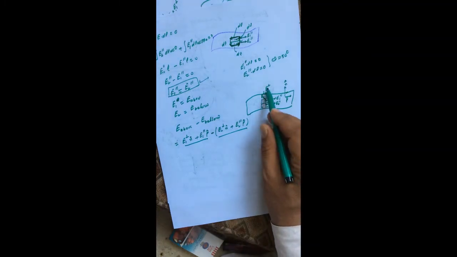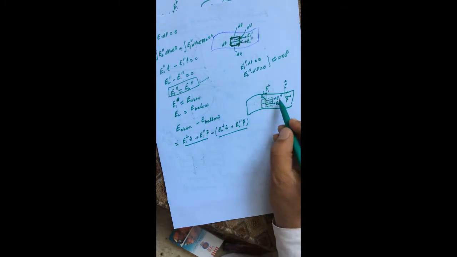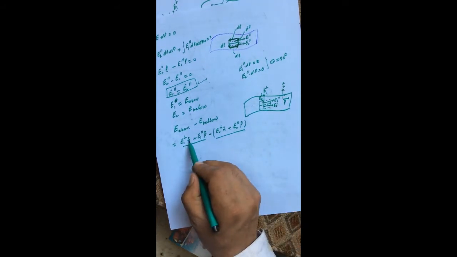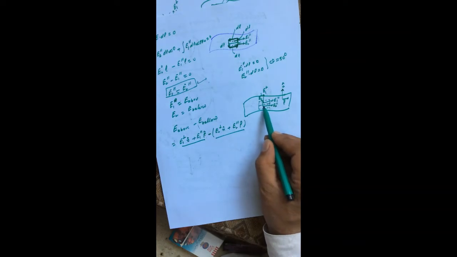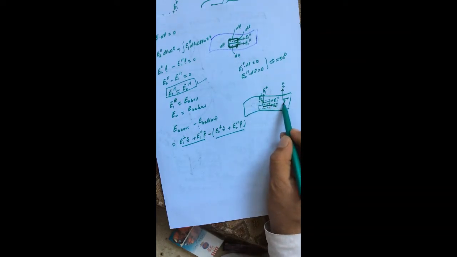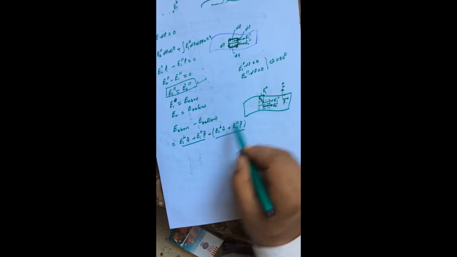Above the surface we have 2 components, one is E1 perpendicular and one is E1 parallel. The parallel component is along the surface, so I put this unit vector P here, and the perpendicular component is perpendicular to the surface and the unit vector along the perpendicular direction is N, so I put N here. Similarly, below the surface we have 2 components, E2 parallel and E2 perpendicular. E2 parallel is along the P direction and E2 perpendicular is along the normal direction.